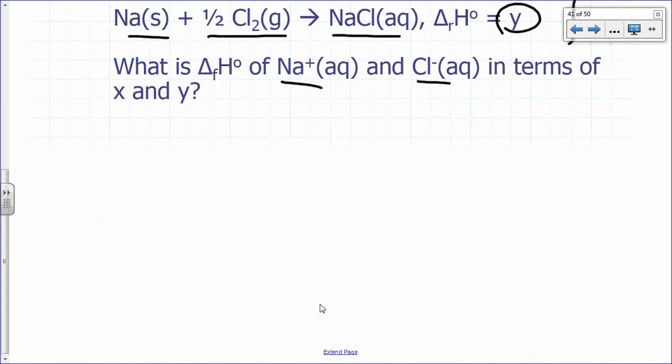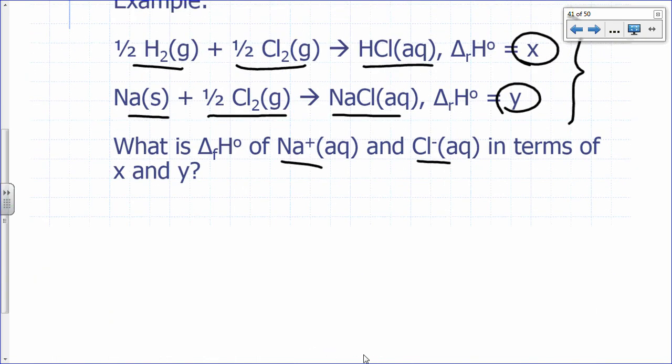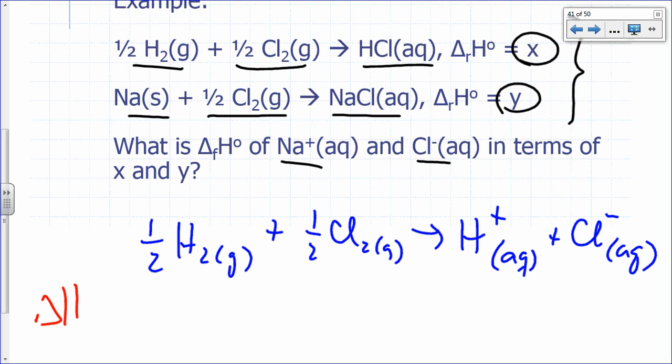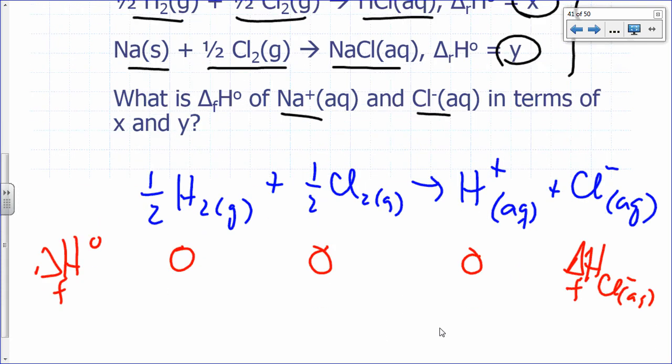Let's see. Let's write the net ionic equation for this. Let's look at the first one. 1/2 H2 gas plus 1/2 Cl2 gas gives me H plus aqueous plus chloride aqueous. Okay. What are the delta H formations for these? For H2, what is it? H2 gas, 0. Cl2 gas, 0. H plus, 0. So Cl, well, that would be delta H formation of chloride aqueous.